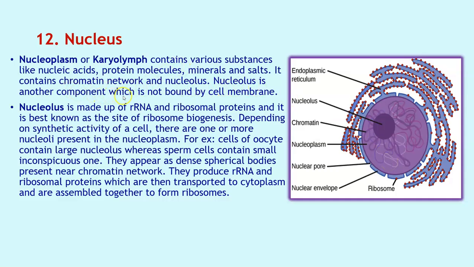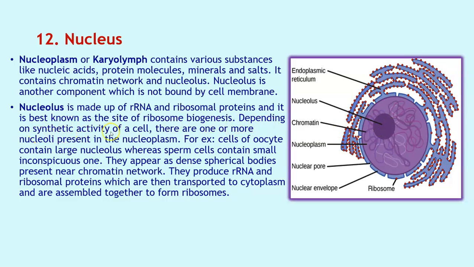Nucleolus is another component which is not bound by a cell membrane. There is no cell membrane to this organelle. What does this nucleolus do? It is made up of rRNA and ribosomal proteins, and it is best known as a site for ribosome biogenesis. So this place is a site where ribosomes are formed.